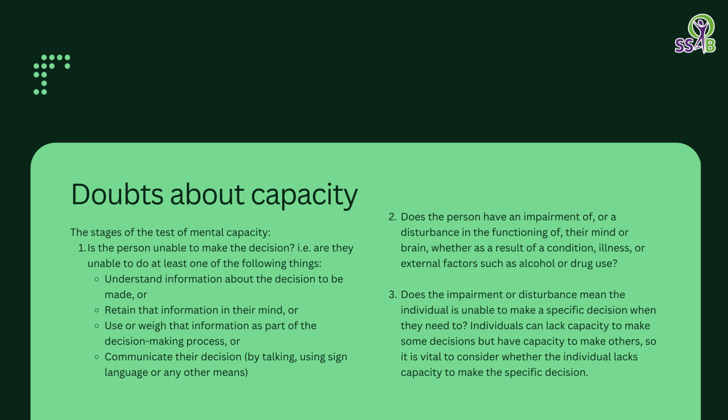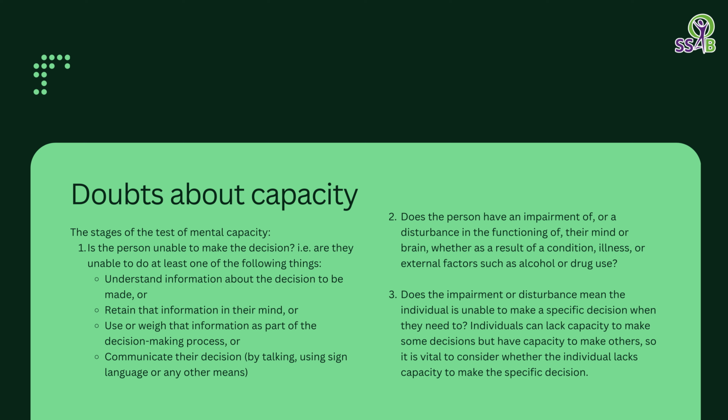Firstly, is the person unable to make the decision? And that means that they are not able to do at least one of the following things. That is, to understand information about the decision to be made, to retain that information in their mind, to use or weigh that information as part of the decision-making process, or to communicate their decision in whatever way is appropriate. Remember that the person needs to do all four of these things. Being able to do three of them, but not the fourth, still means the person cannot make the decision.